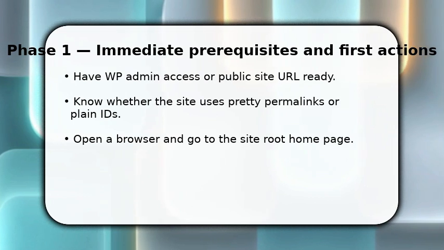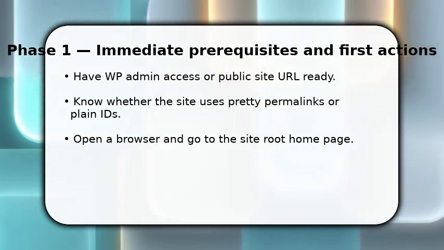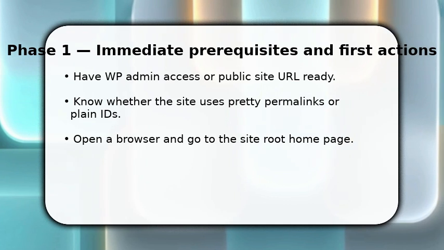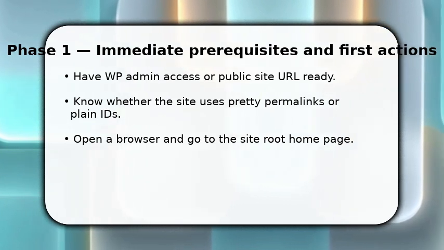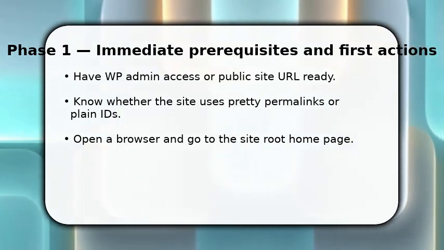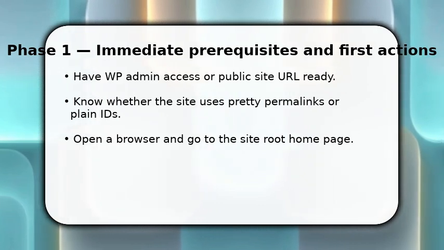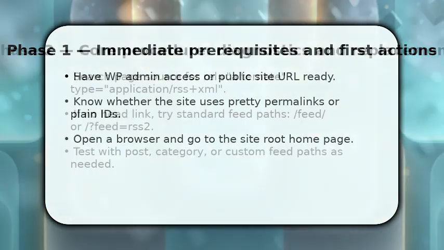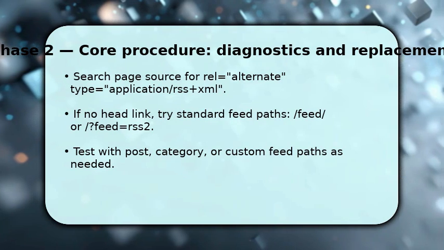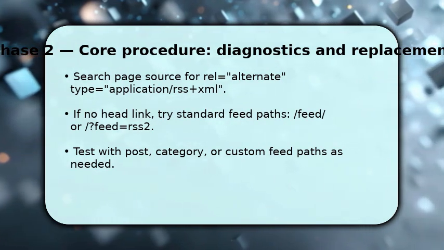This first check is fast, and it often yields the canonical feed URL without any plugins or guessing. Once you've inspected the head and didn't see a link, construct the feed URL deterministically. Try the site root plus /feed/ first, because WordPress exposes main feeds there by default.